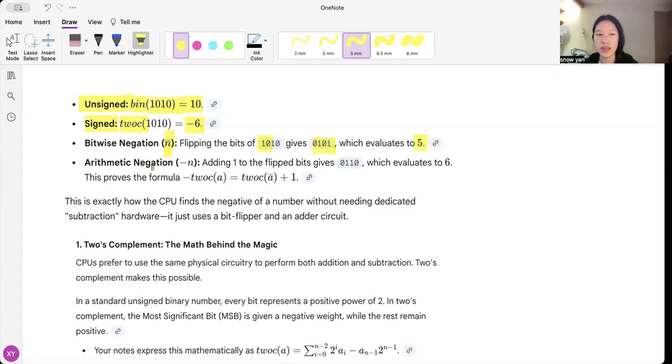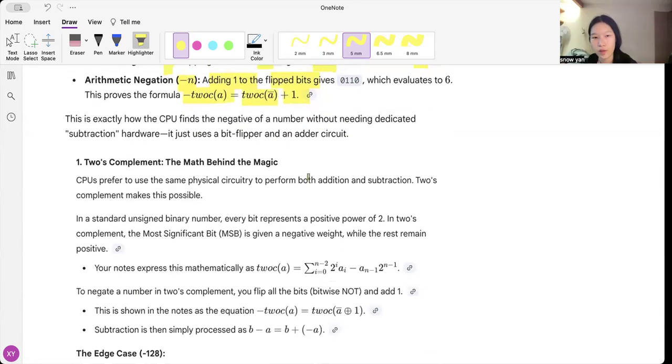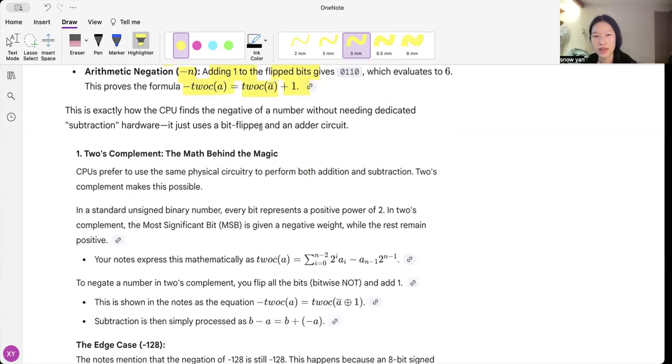And arithmetic negation, which is negative n, is basically adding 1 to the flipped bits, which evaluates to this. So this is the idea that the negative of the two's complement of a is equal to the two's complement of the flipped bits plus 1. So that's how it works. The CPU doesn't actually do subtraction, it finds the negation, then adds it. So that's how it works.